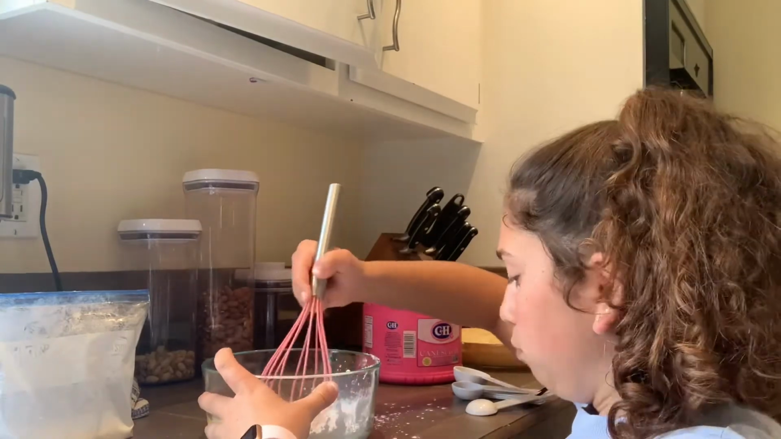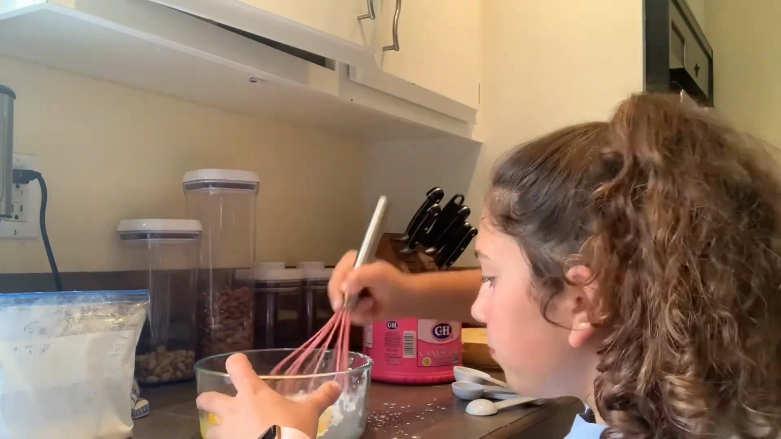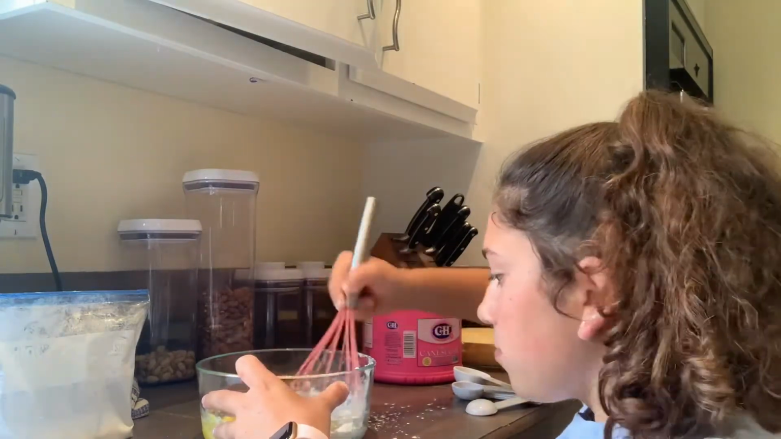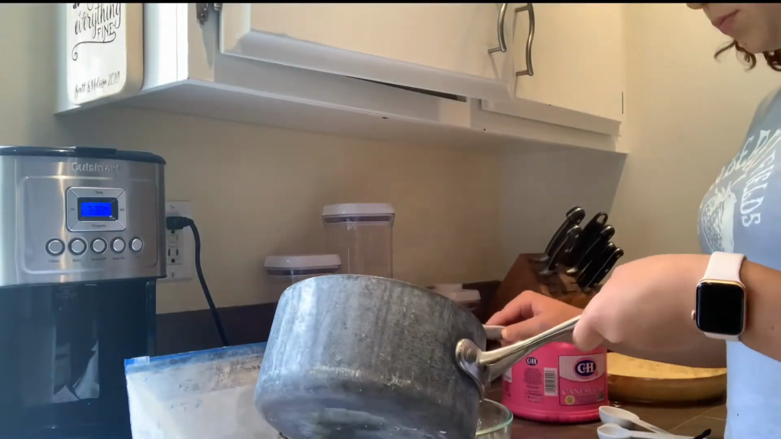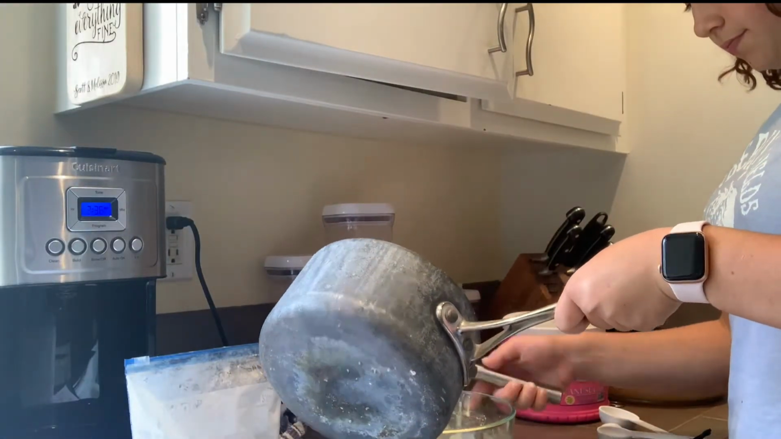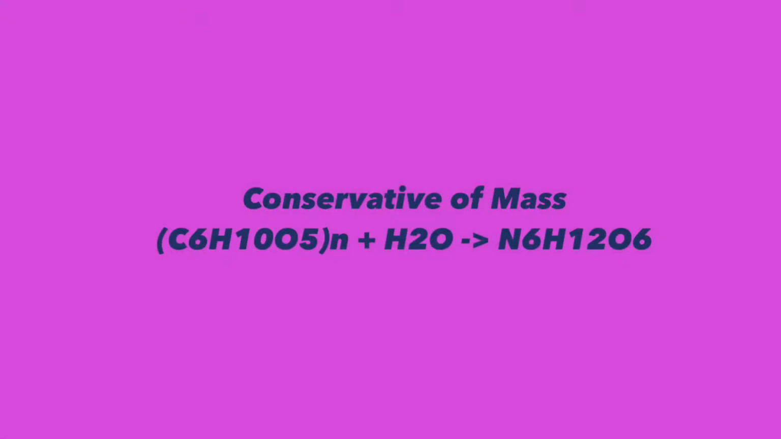Next, I add about 1/4 of the hot milk to the mixture. Adding the milk to the mixture is conservation of mass. The cornstarch and milk are the reactants and create glucose by combining together. The balanced equation is C6H10O5N plus H2O, which results in NC6H12OC. This is a conservation of mass because mass is neither created nor destroyed in any chemical reaction. Therefore, a balancing of equations requires the same number of atoms on both sides of a chemical reaction for it to happen properly.